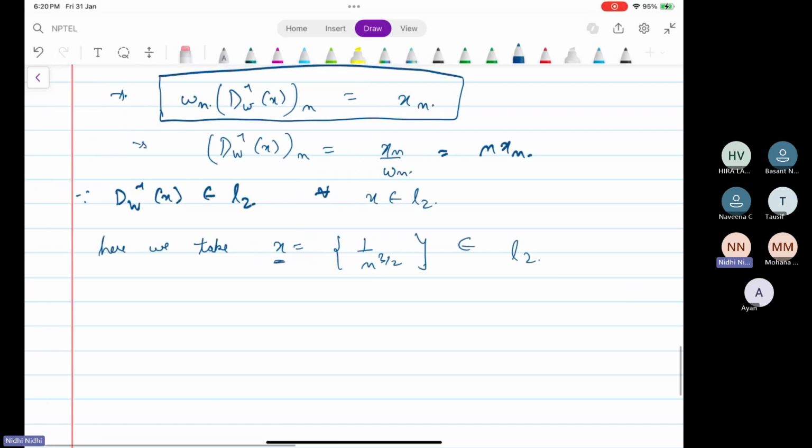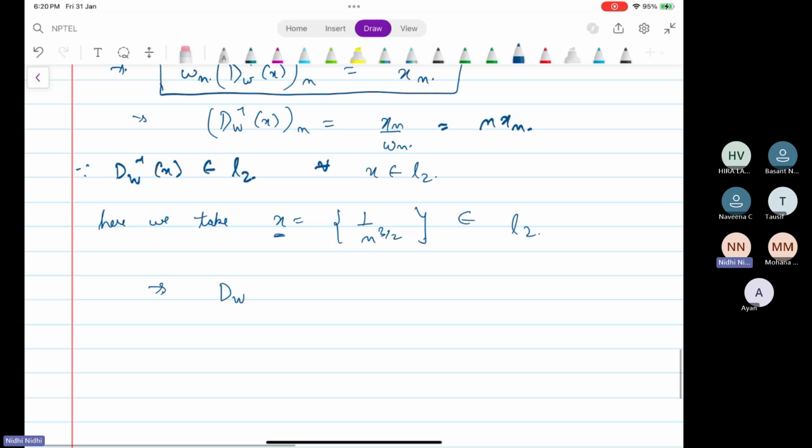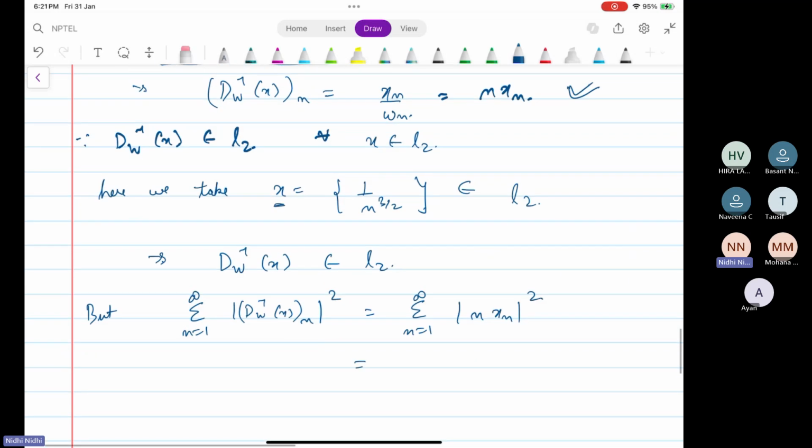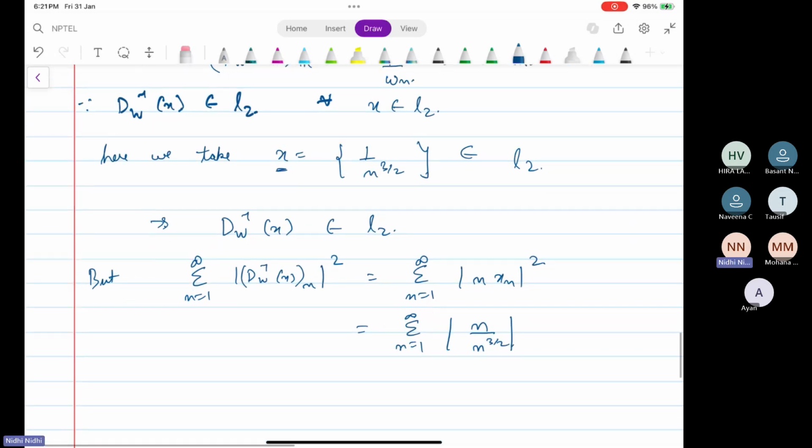Now, since dw inverse was well defined, we should have dw inverse x belong to L2. But see, summation n from 1 to infinity of the square of the nth element of dw inverse x is equal to summation n from 1 to infinity of n times xn whole square. And what is xn? This is summation n from 1 to infinity n squared by n cubed, which is summation n from 1 to infinity 1 by n. This is never finite. From here, we get a contradiction.